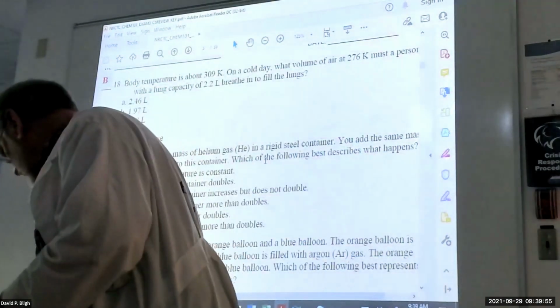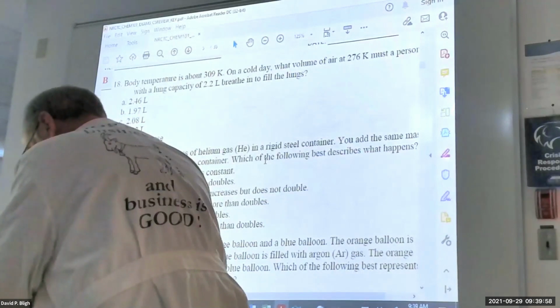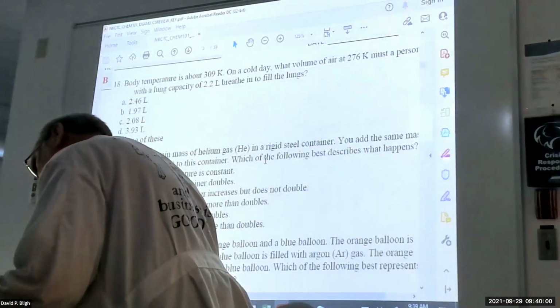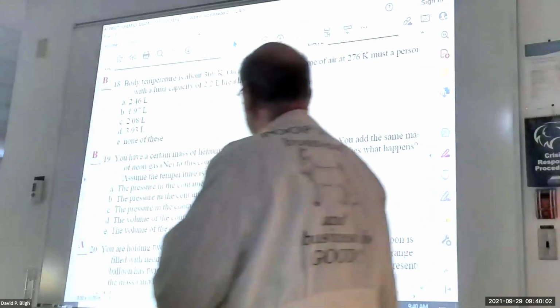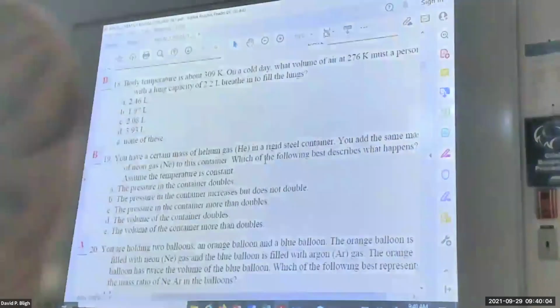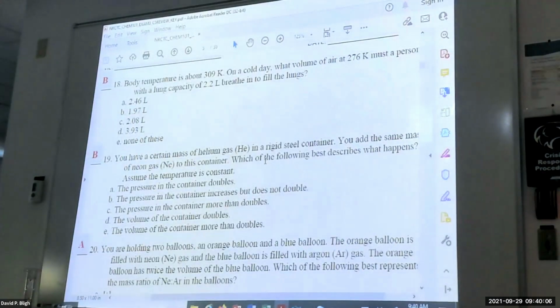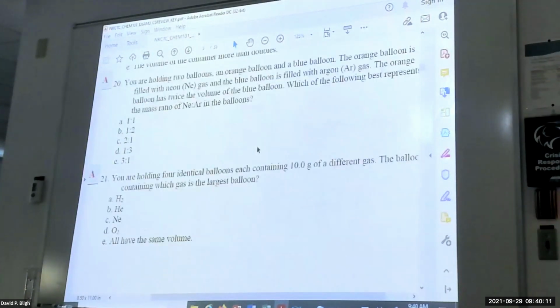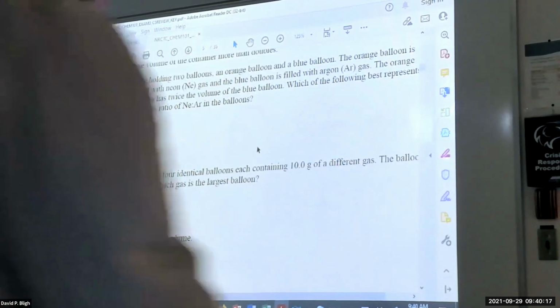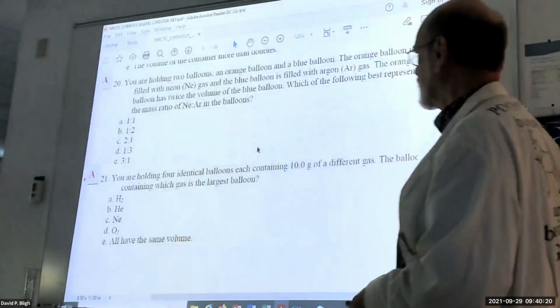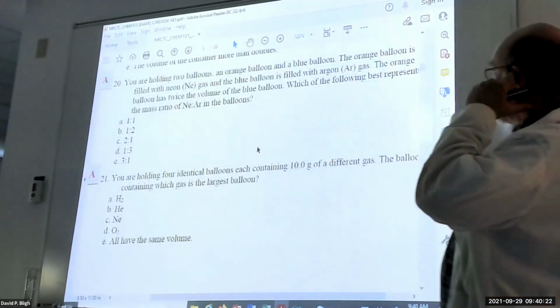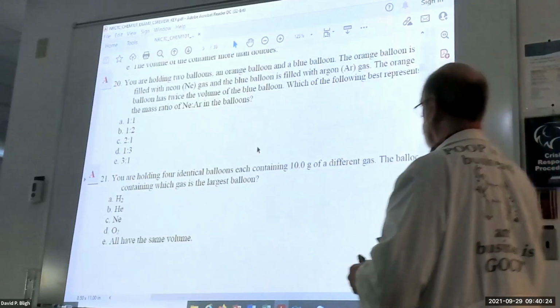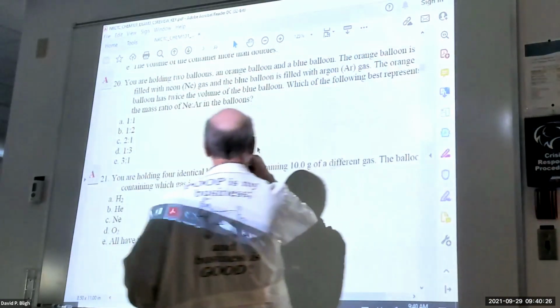Let's see, that was 18. Yeah, let's look at 20. 20 is an interesting problem. Not so much quantitative, but logical. So you've got two balloons, an orange and a blue one.